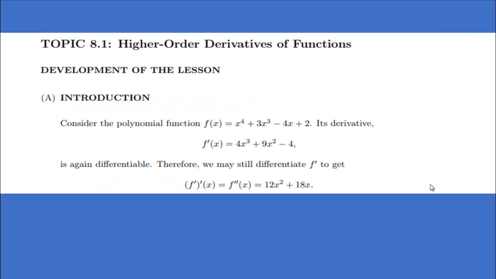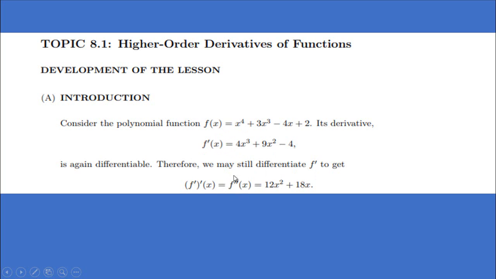Say for example, you've got f of x equals x to the fourth plus 3x cubed minus 4x plus 2. So the first derivative is 4x cubed plus 9x squared minus 4. And again, this one is differentiable, and therefore we may still differentiate the first derivative, and we get the second derivative, which is noted as f prime of x or f double prime of x.